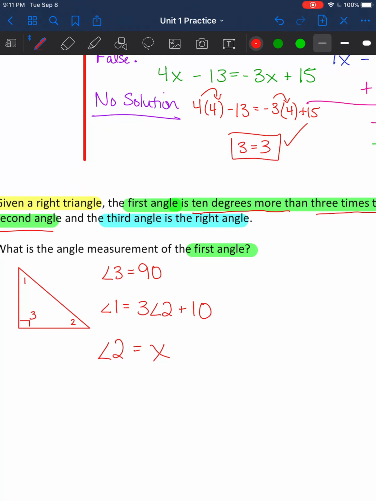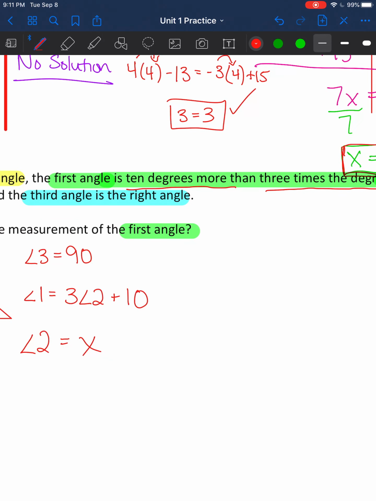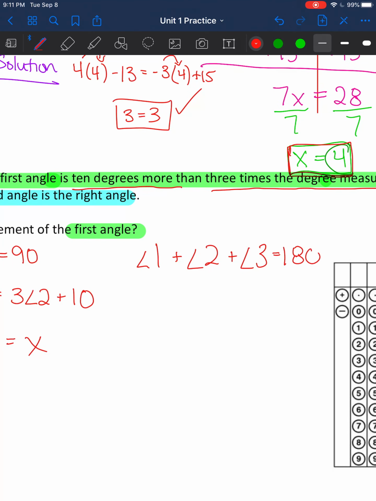Now, what do we know about all 3 of these angles? I know that since this is a triangle, all 3 angles of a triangle always add up to 180 degrees. So what I could say is that angle 1 plus angle 2 plus angle 3 need to add up to be 180.